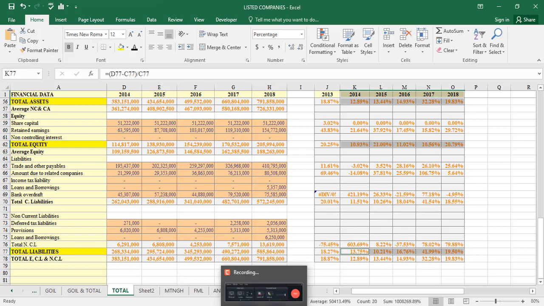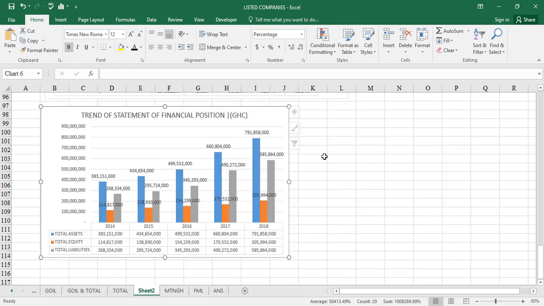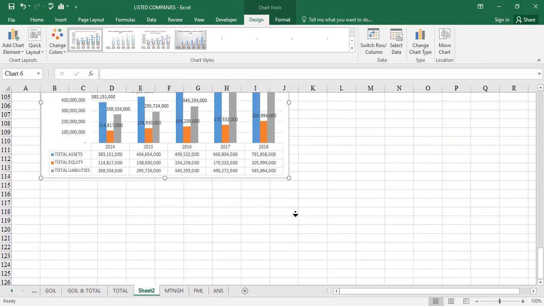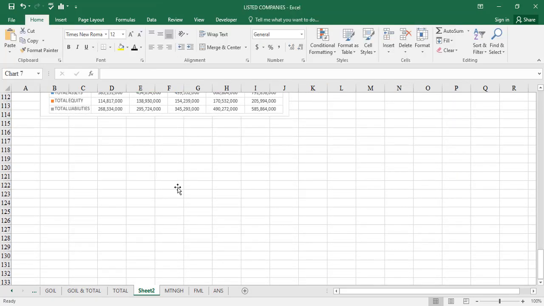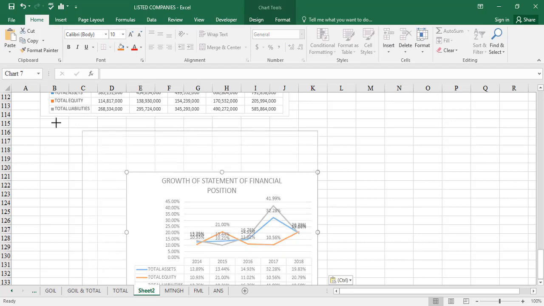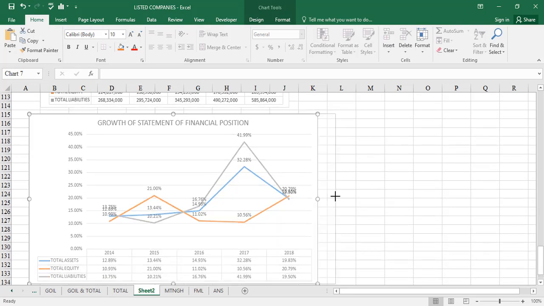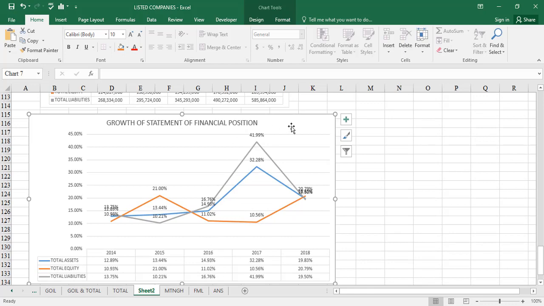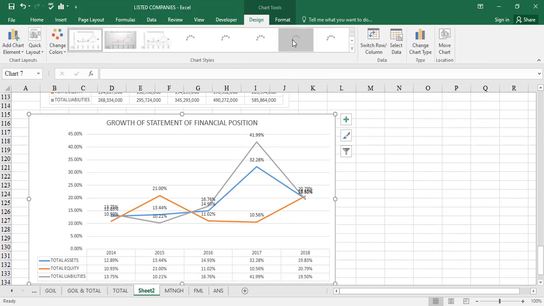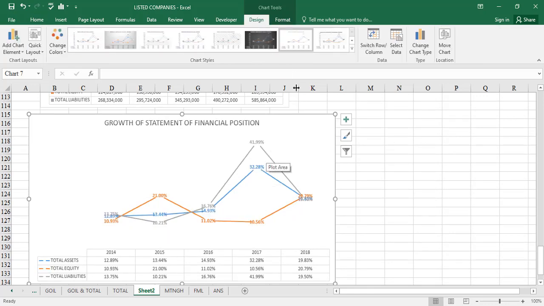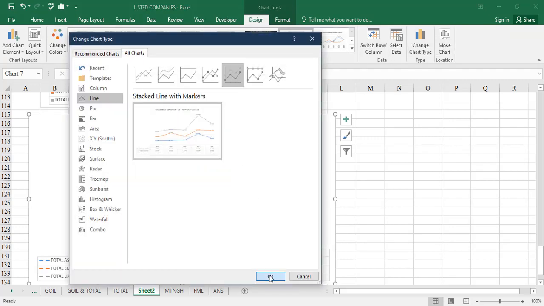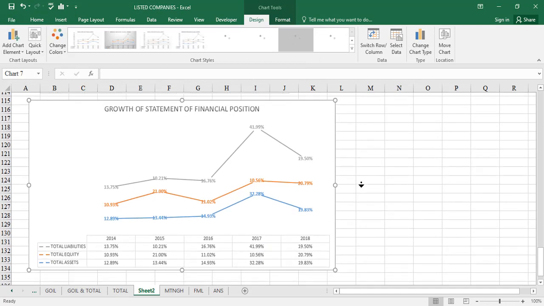Okay, so we take this out. We take it to our blank sheet here, and then see how we can. So let's change this design here and choose this, and then also change the chart. Let's use this, which is spacious enough.